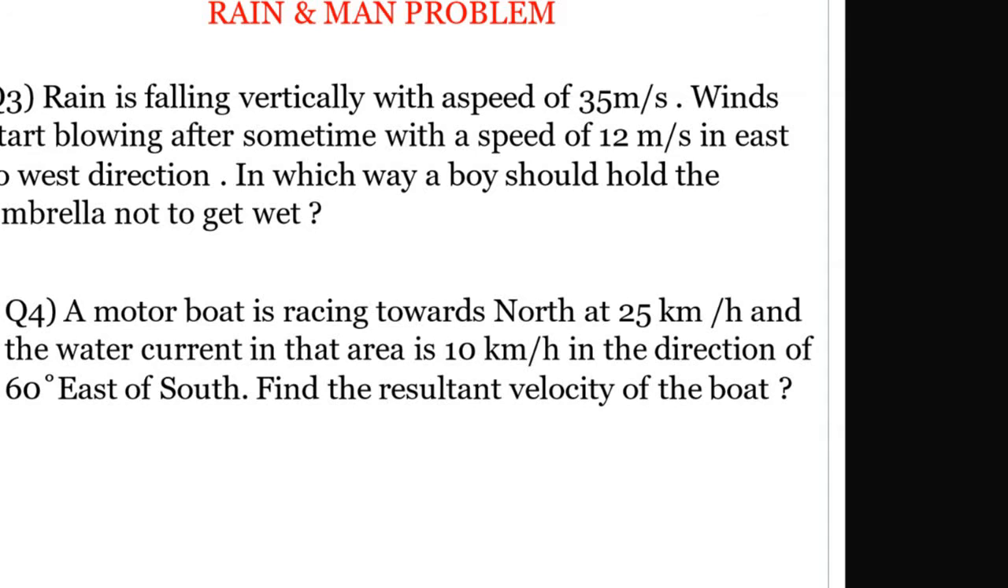You can see the question here. Rain is falling vertically with a speed of 35 meters per second. If I take the velocity of rain as VR, it is falling vertically, which means it would be perpendicular, right? With respect to the man, I will take. So I need to find the relative velocity of rain with respect to the man. Winds start blowing after some time with a speed of 12 meters per second in the east to west direction.